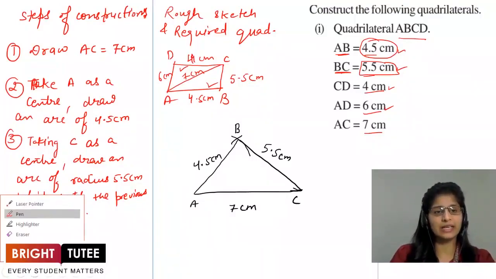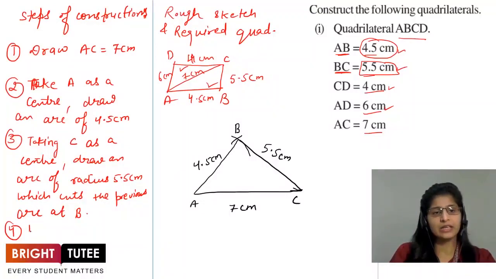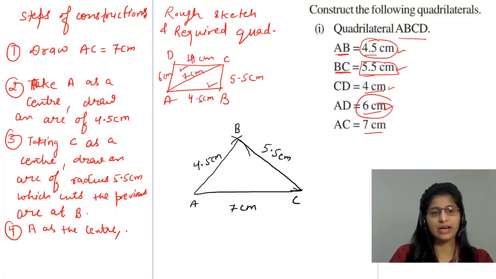So we will write the step of construction, the next one, the fourth step. What is the center? A as the center. What arc will we draw? We will draw an arc from A to D. The distance is 6 centimeter. So from point A we will draw an arc.